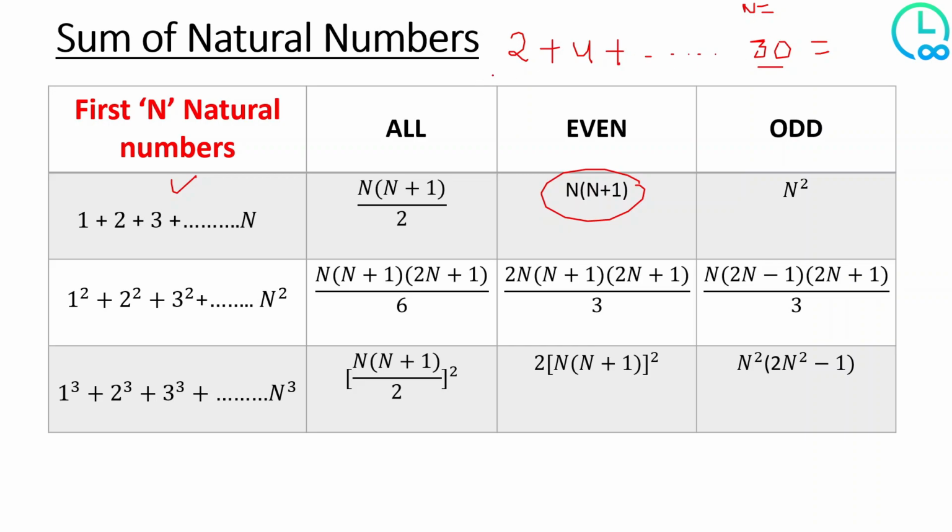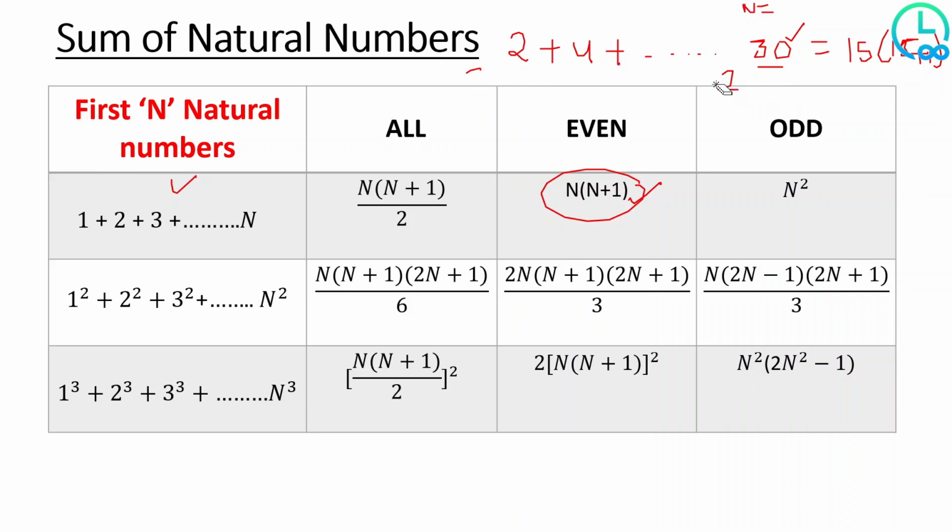So the number of terms you can easily find out: 2 into 1 up to 2 into 15. So you can see here 15 terms are here. So we'll use 15 into 15 plus 1. So this n in the formula represents the number of terms. This is the last term, not the number of terms. So use this formula carefully whenever you are applying. You need to figure out how many numbers are there.